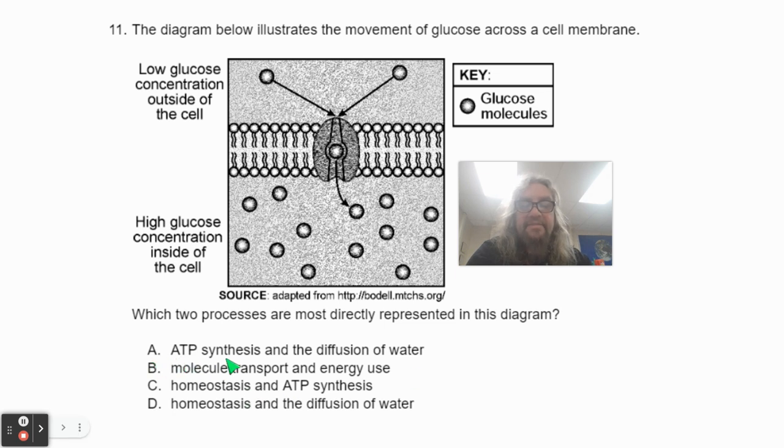A, ATP synthesis and the diffusion of water. B, molecule transport and energy use. C, homeostasis and ATP synthesis. Or D, homeostasis and the diffusion of water.